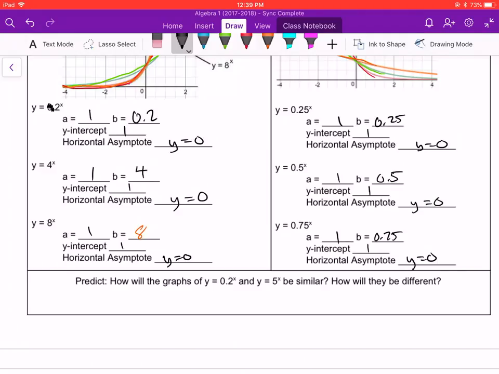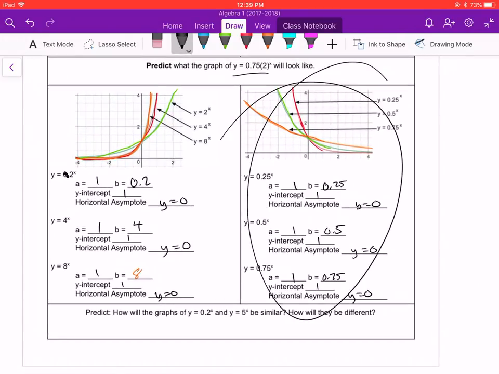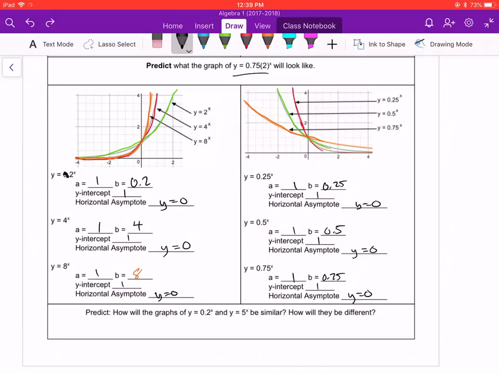So if you wanted to predict the graph of 0.2 to the x and 5 to the x, will they be similar? How will they be different? Well, 0.2 is a fraction decimal, so we know it's going to be one of these, closer to the 0.25. We know it's going to be decreasing, okay? So this is decreasing. 5 to the x will be increasing, okay? But remember, the smaller the decimal, like 0.2, 0.1, 0.001, the steeper it gets, right?